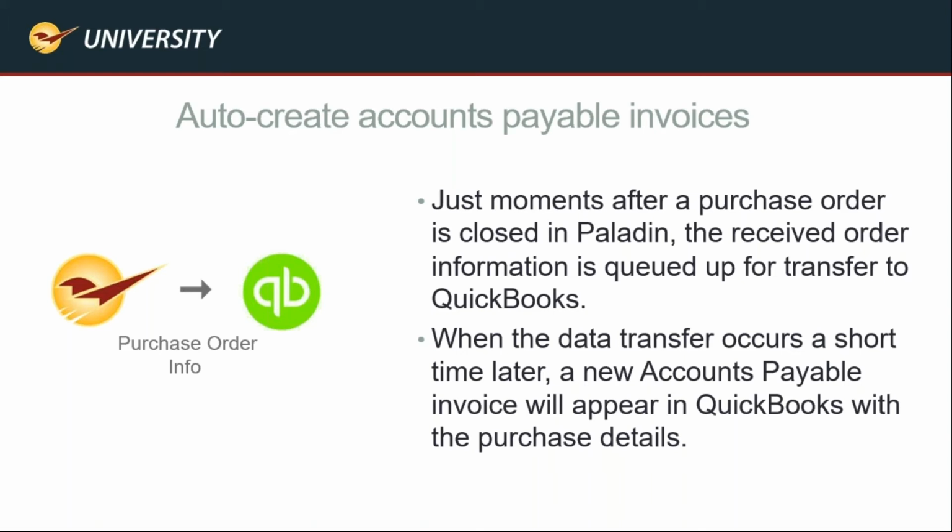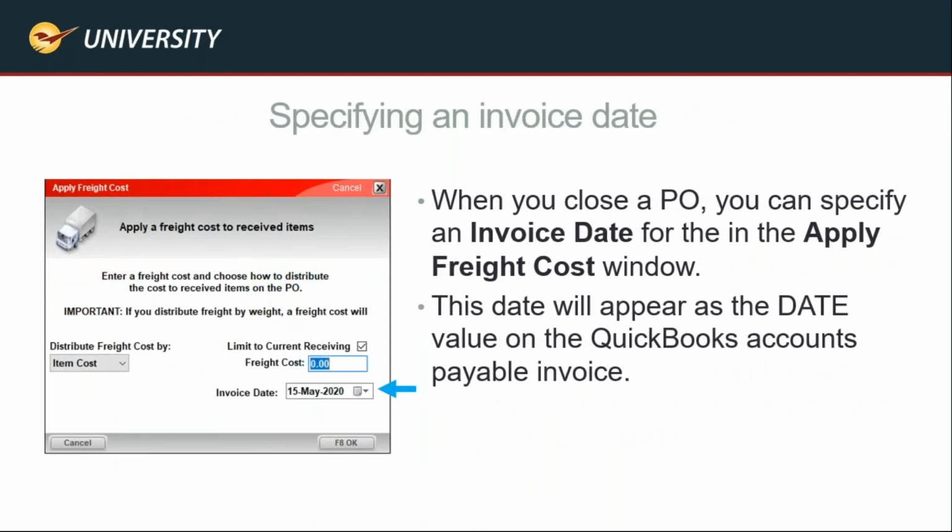When it's closed, Paladin's going to go, this one hasn't been sent over. Every couple minutes we do a check to see if there are any purchase orders that have been closed out that have not been sent over to QuickBooks. And if it finds one of these, it's going to go, oh, look, I found one. And then it's going to shoot that over to the appropriate spot in QuickBooks. And when the data transfer occurs a short time later, a new accounts payable invoice will appear in QuickBooks with the purchase details.